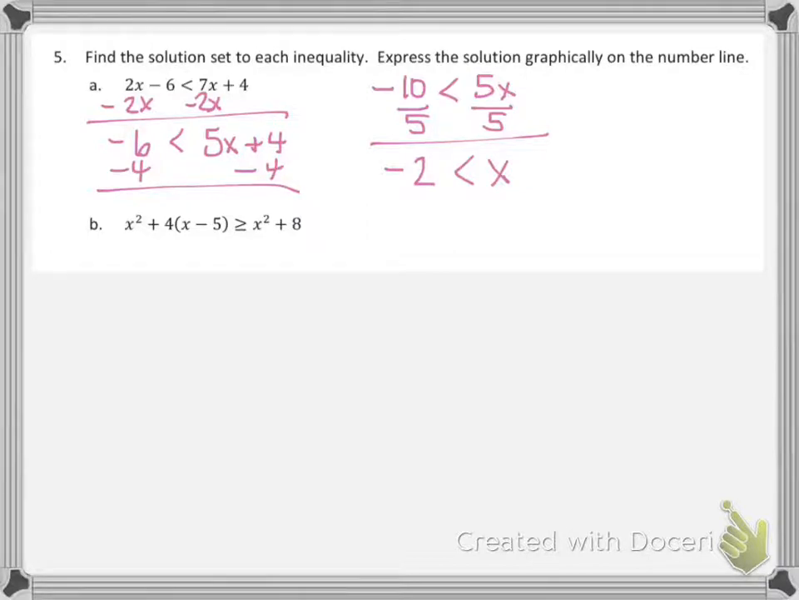X is greater than negative 2. And put that on a number line. Make sure negative 2 is on there somewhere. And x is greater than negative 2 means not negative 2, but everything bigger. So that's this. All right. Part B.